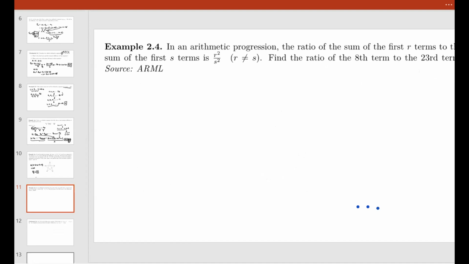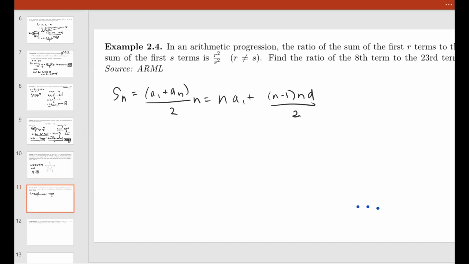So our next example: in an arithmetic progression, the ratio of the sum of the first r terms to the sum of the first s terms is r squared over s squared, where r is not equal to s. Find the ratio of the 8th term to the 23rd term. So using our formula, we have 2 forms for Sn, if you recall. We also had this as n times a1 plus n times (n minus 1) times d over 2. For this problem, we'll be using this form.